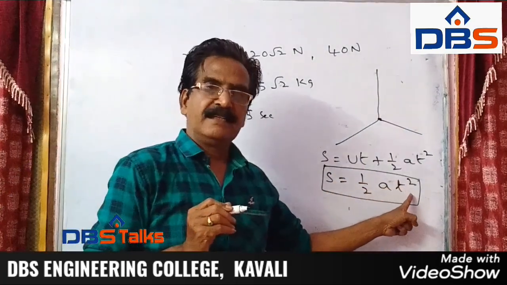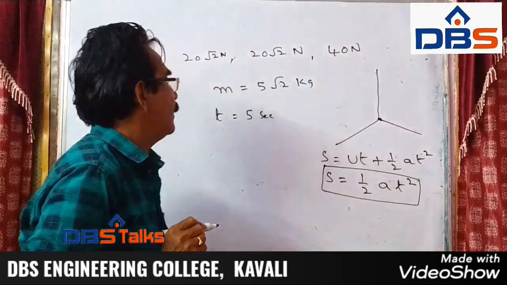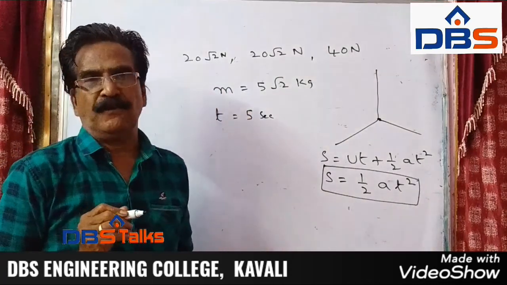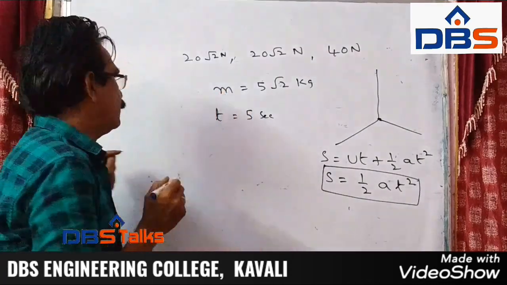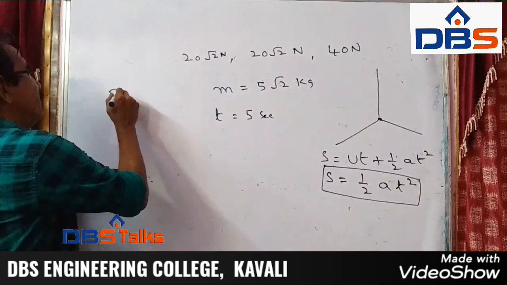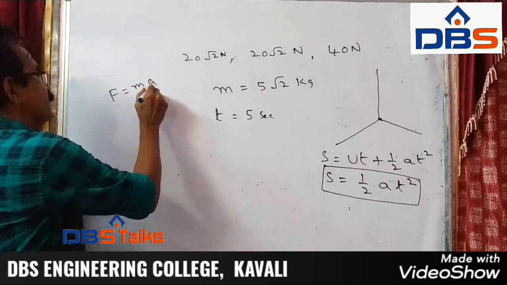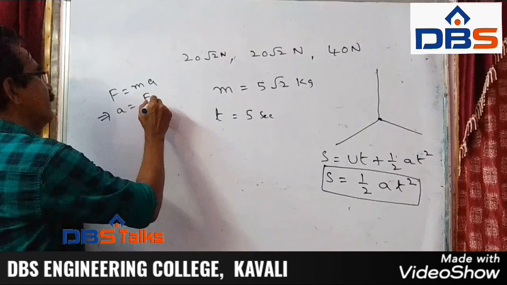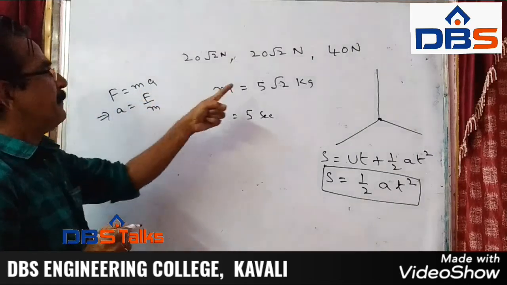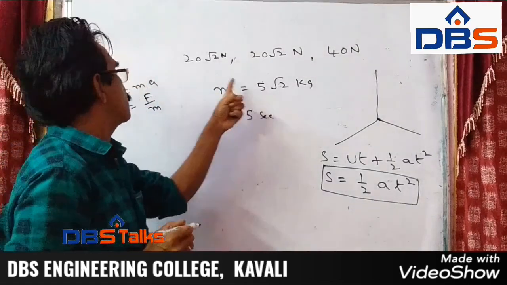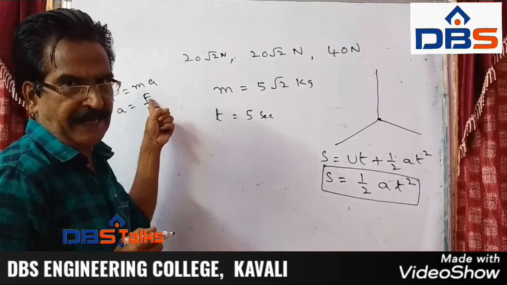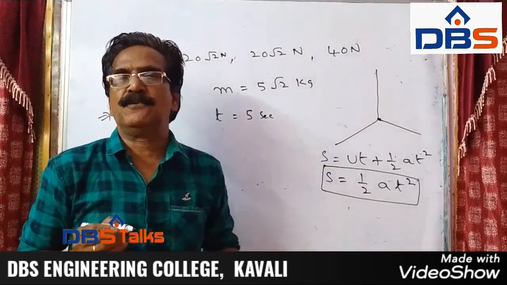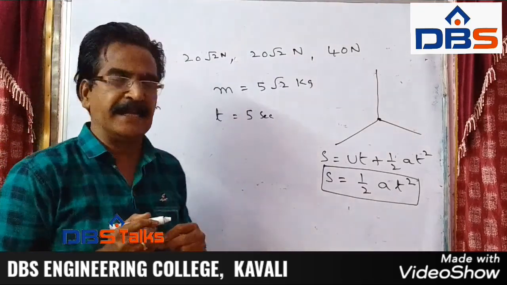T is given, and A is to be found. F is equal to MA, which implies A is equal to F by M. M is known. So what else do we have to find? We have to find the net force applied on the body.